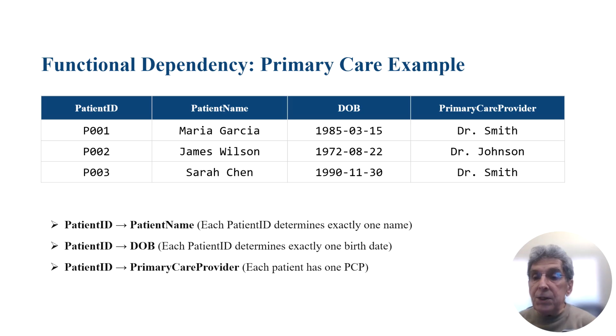Each patient has one assigned PCP in our model. Notice that the patient ID is our determinant for all of these. This makes sense. The patient ID is our primary key, and primary keys should uniquely determine all other attributes in the table. That's exactly one of the rules of normalization that we will formalize a little later.